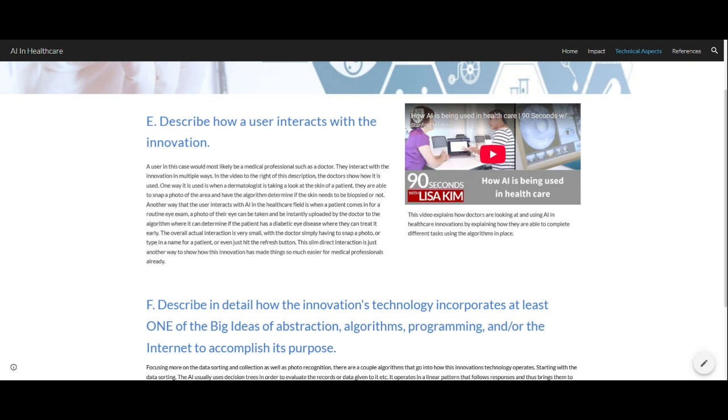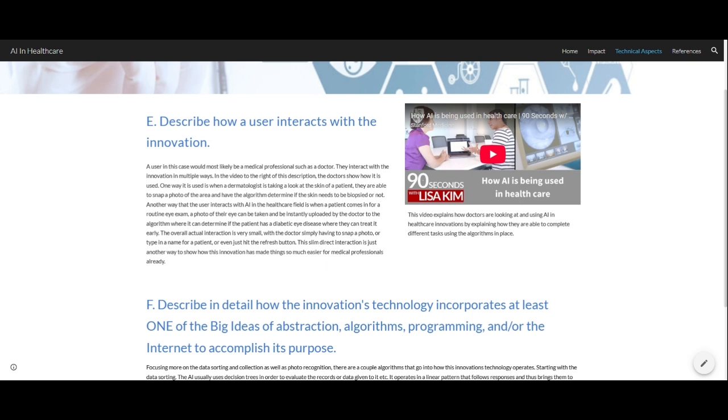The two examples that I use here were, first, a dermatologist taking a look at the skin of a patient. They are able to take a picture of an area they want to evaluate and have it sent through the algorithm to determine if the skin needs to be biopsied or not. Another was when people come in for an eye exam, they can have a photo taken of their eye, and that could also be put through a photo recognition algorithm, which can determine if the patient has a diabetic eye disease and if they can treat it soon.